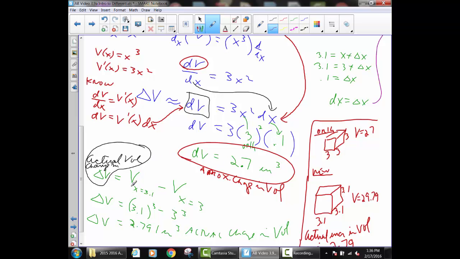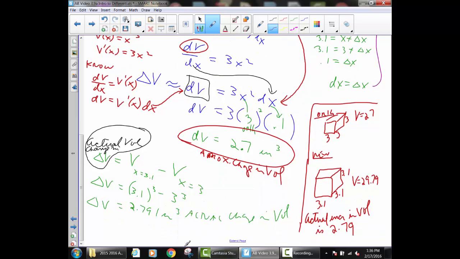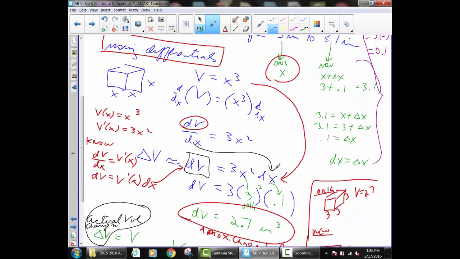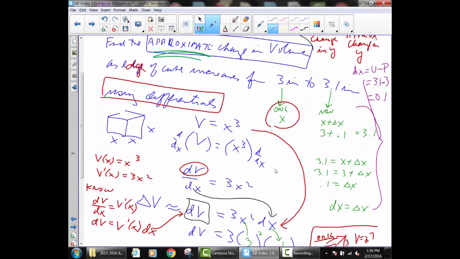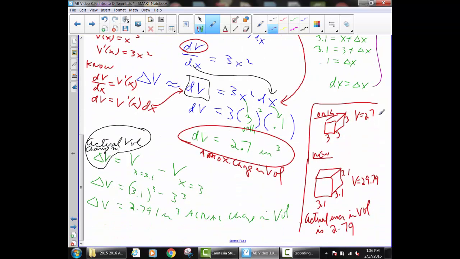Now, they could also ask you for the actual change in volume. Well, that means find the volume when the edge is 3.1 and subtract from it the volume when the edge was 3. So that would be actual calculations, and you can see that the actual change in volume is 2.791, and we were pretty close with our approximate change. Okay, so this is just a picture of what it looked like. Here was the original cube with its volume of 27. Here's the new cube with its volume of 29.79. That's the actual increase in the volume.